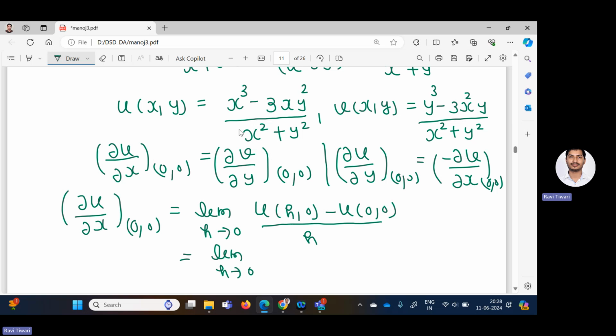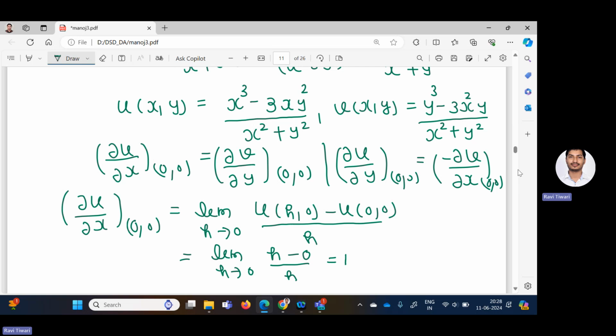u(h,0) means x component h and y component 0. So you will get h cube minus 0, h cube by h square. So you will get h only, because the denominator is h square. So this we can get h, and minus 0 by h, which is equal to what? 1.